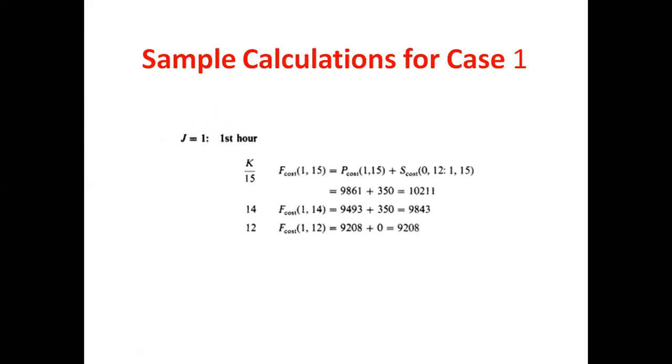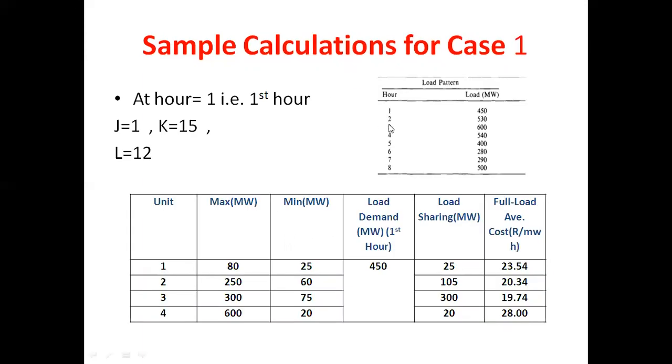In this way we have to calculate for the first, second, up to the 8th hour. So the calculation is like that. This is the load pattern for the first hour. It is the load we have to meet, 450. So that is the first hour, j equal to 1. J stands for hour and k stands for state, that is k equal to 15, and L stands for the initial condition.